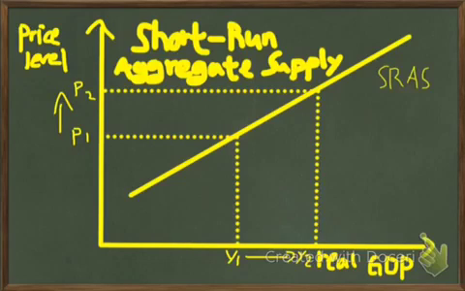And for this, it is really important to understand the word short run. So the short run is defined as the period of time when the prices of the factors of production do not change. For example, the price of labor and the wage rate is fixed.